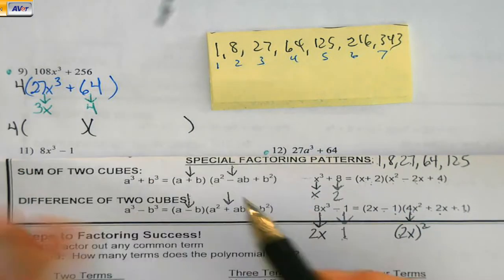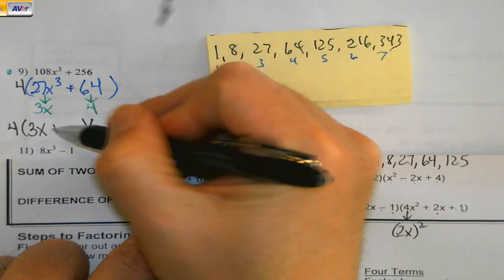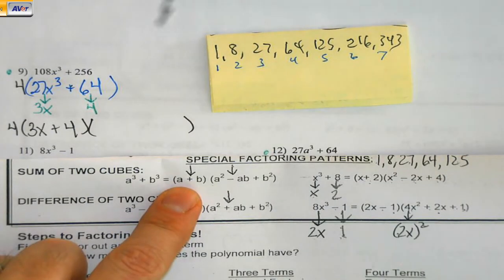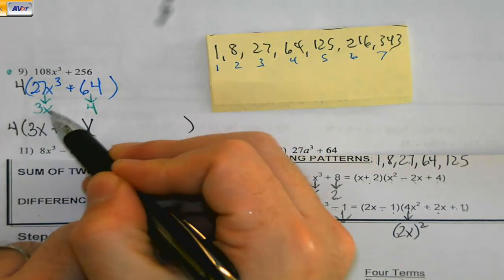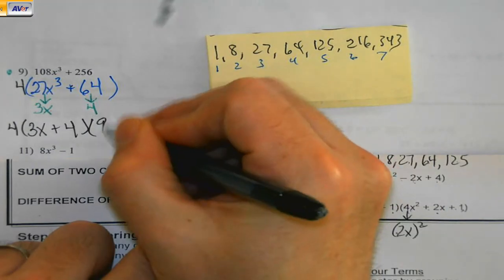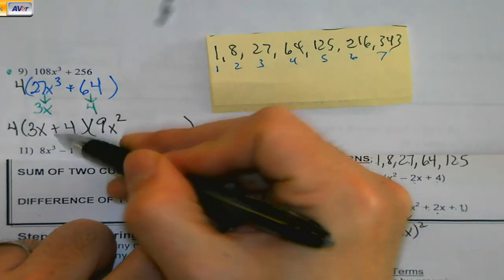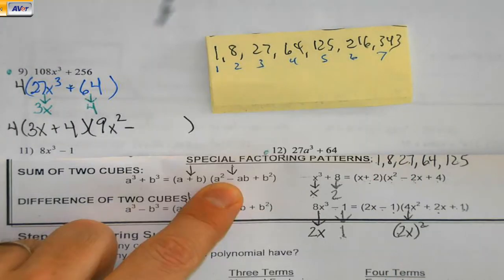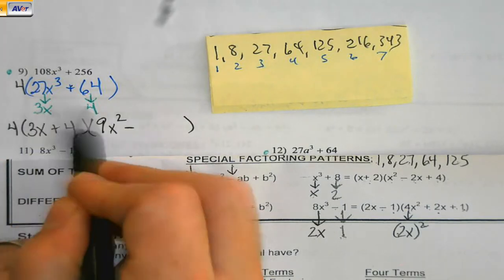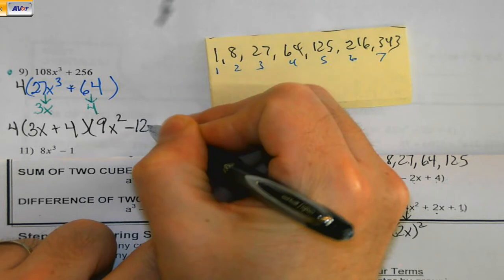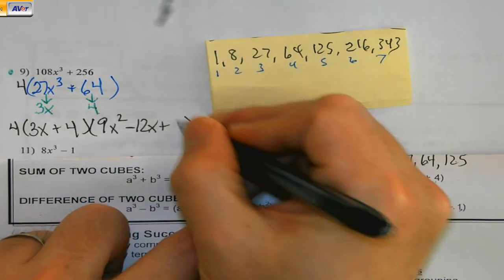So I see the plus, so it's going to be sum. So first term plus second term. Then I'm going to square my first term, and again, it's the 3 and the x. So 3 squared is 9x squared. Change your sign. I started with plus. I go to minus here. And then I multiply them together. 3x times 4 is 12x. And then plus my second term squared.